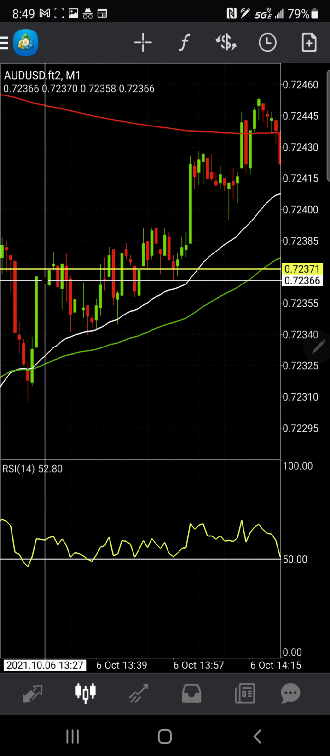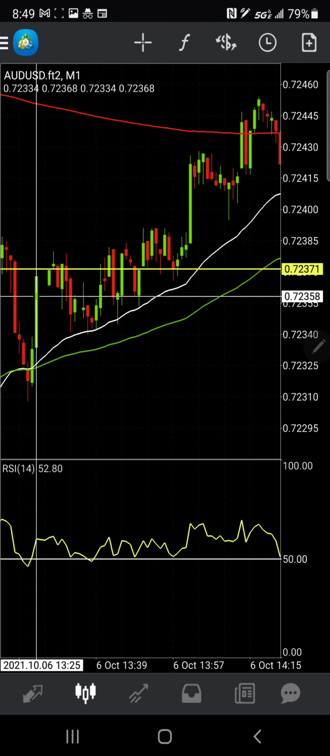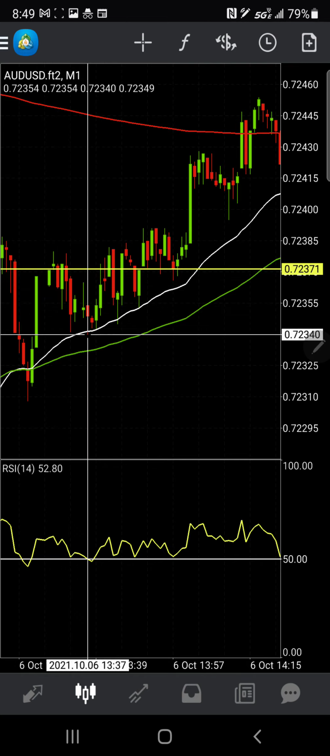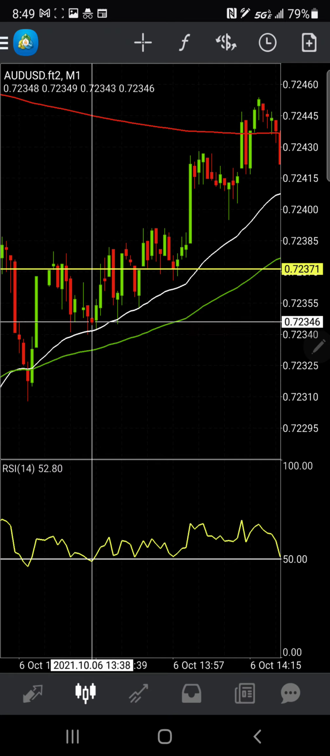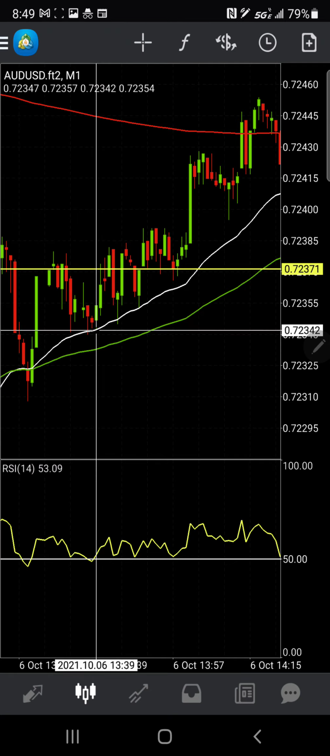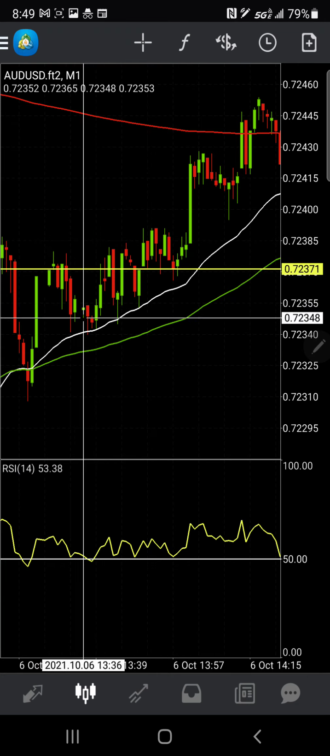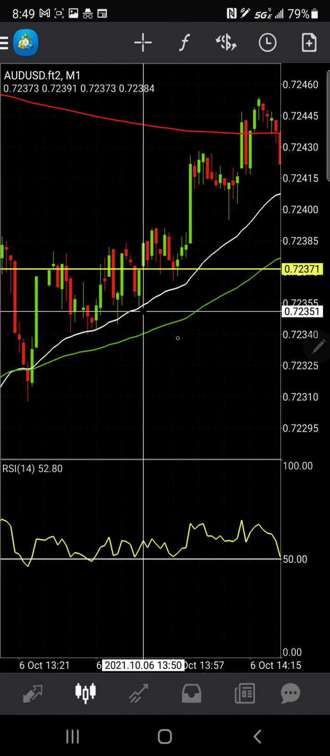At 13:25, I entered right here. So that's a nice big bullish candle. And then the market came back down. Here it touched the 21 period smooth moving average. It came up. Okay.